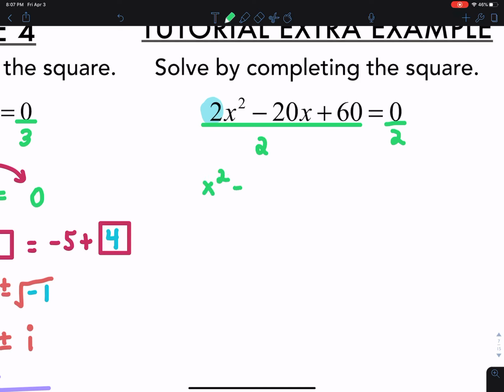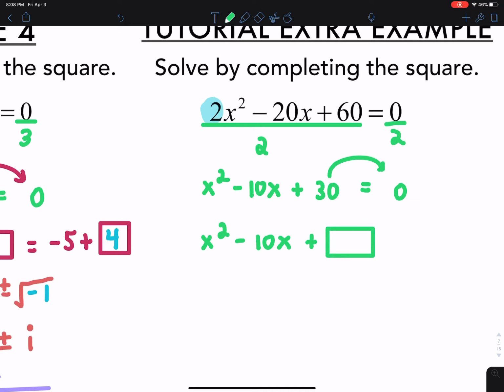So we have x squared minus 10x plus 30 equals 0. And then again, get our constant to the other side. So we have x squared minus 10x plus something equals negative 30 plus that same something that we added to the other side. In this case, negative 10 divided by 2 is 5, and then square that, and we get 25.